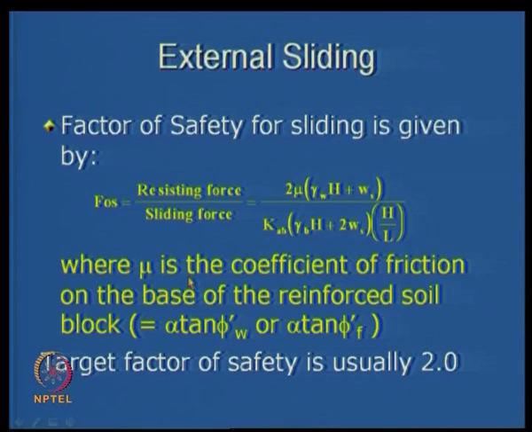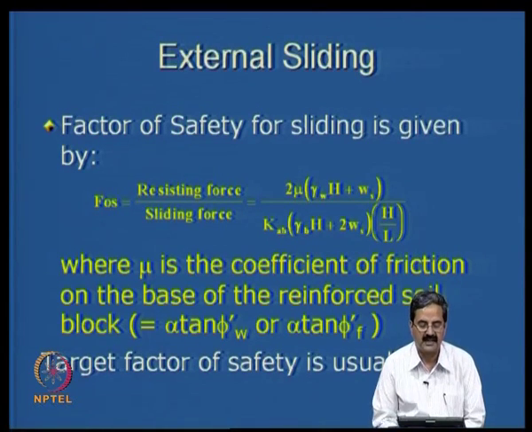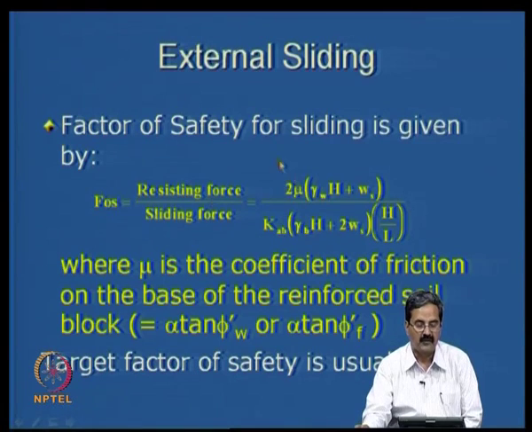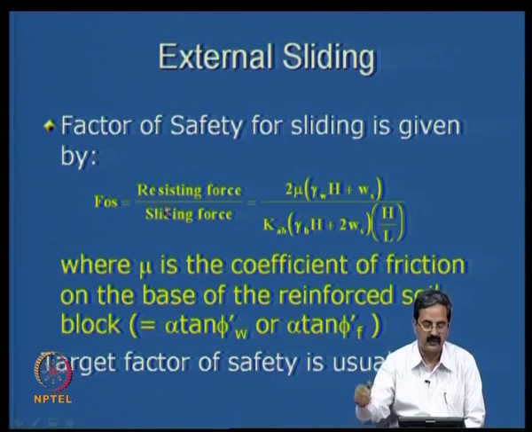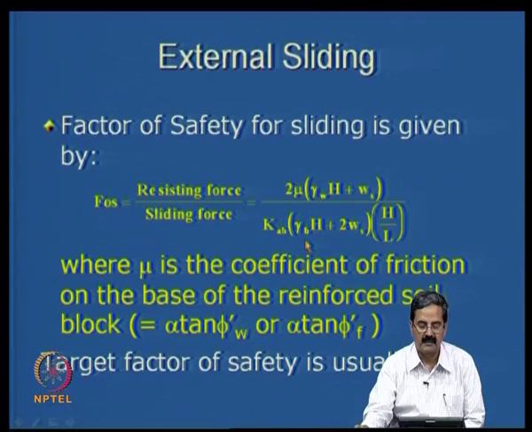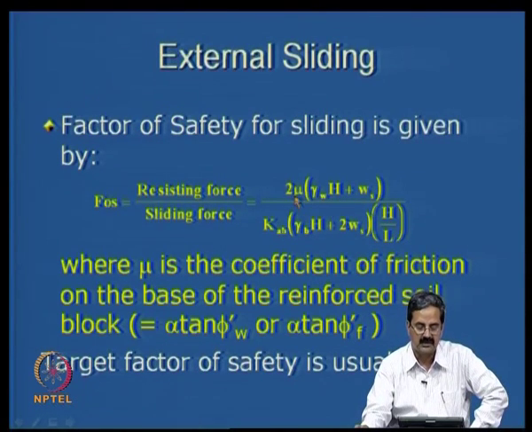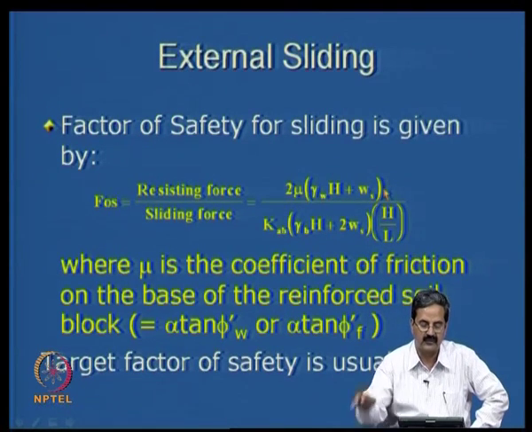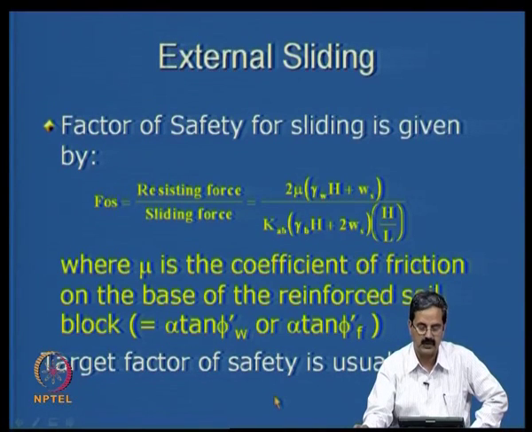So, how do you get these factors of safety? Like we have seen, for sliding, there is a sliding force which is because of KAB gamma h square by 2 and the surcharge and all that, which you just put here. The resisting force is nothing but the weight at the bottom, times mu, where mu is the coefficient of friction on the base soil of the reinforced soil. It is the total resisting force, gamma W into height plus WS, right. So you calculate this, and the factor of safety has to be 2, right.